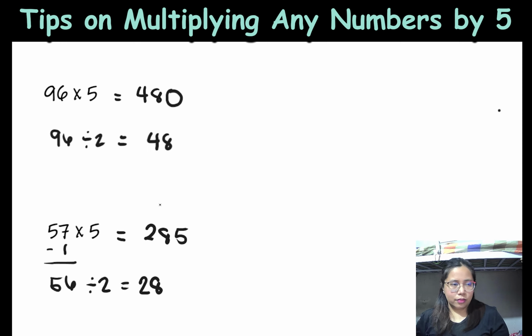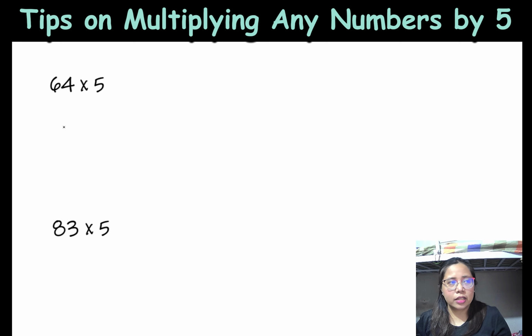Okay, so next example, we have here an even number. So 64 times 5. Okay, so same process lang for even numbers. I-divide lang natin yan sa 2. So 64 divided by 2 is equal to 32. And to get the final answer, kunin natin yung 32 and just add 0. So 64 times 5 is equivalent to 320.